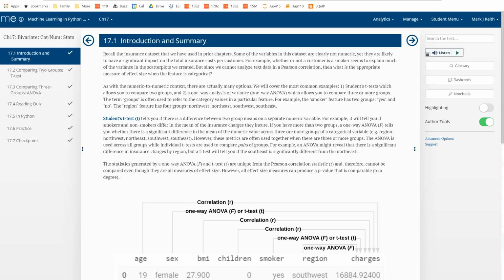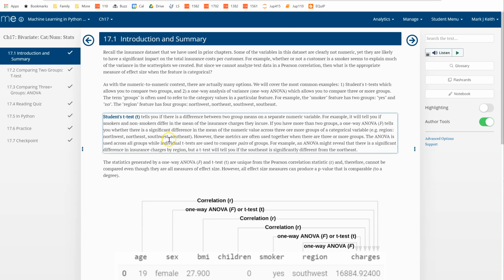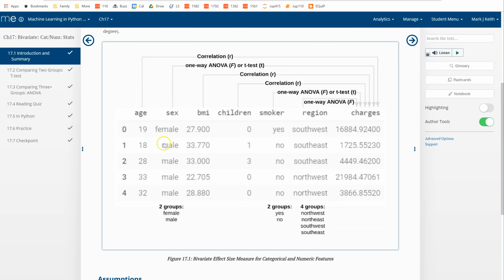Okay, time to analyze categorical to numeric relationships. So let's talk about the differences with what we just learned in the prior videos. We're working with this insurance data first. When we were looking at numeric to numeric relationships like age to charges, we learned the correlation R as our measure of effect size that represents the relationship between age and charges.